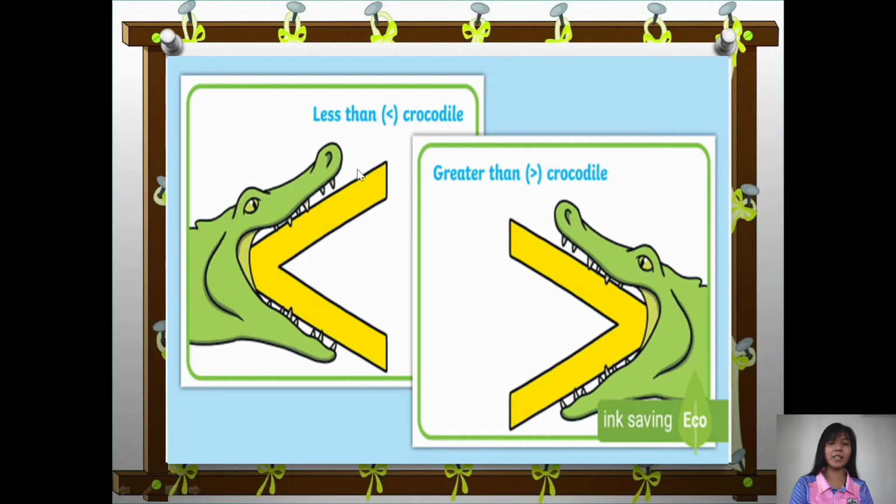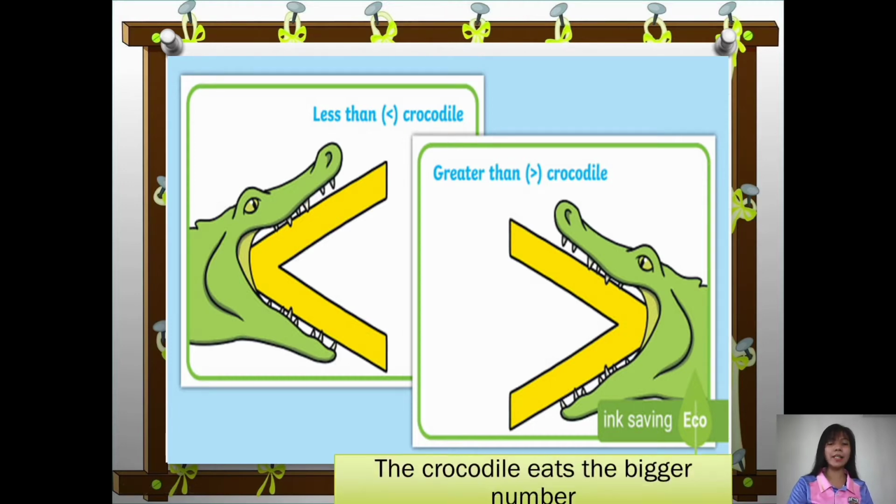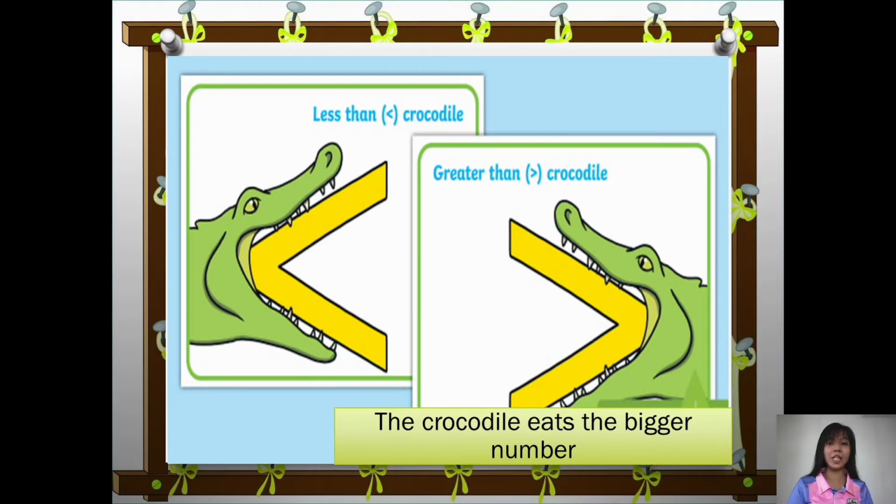We compare these symbols, the smaller than and the greater than, to the mouth of a crocodile. So we have here the smaller than or less than, and then greater than or more than. Please take note that the crocodile eats the bigger number, which means he will open his mouth to the bigger number, because the crocodile wants to eat a lot. So the crocodile eats the bigger number.